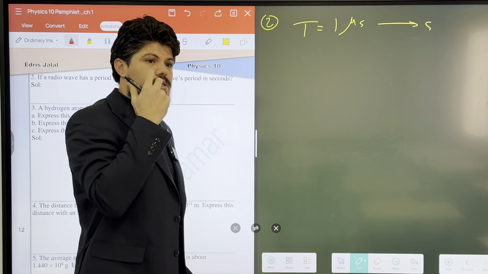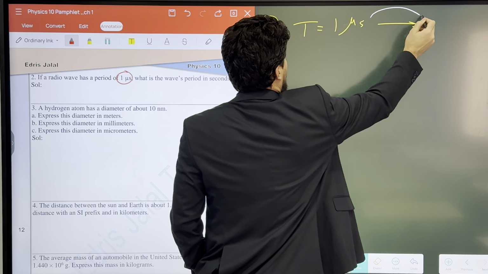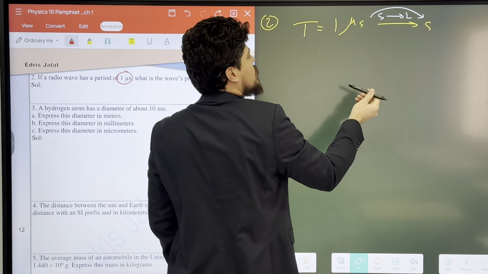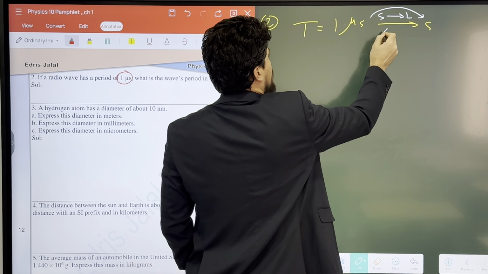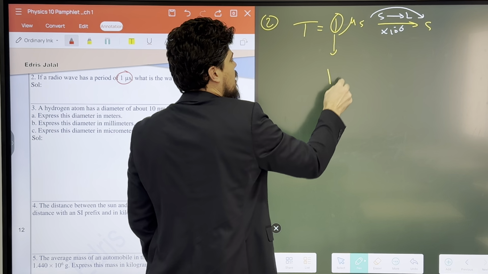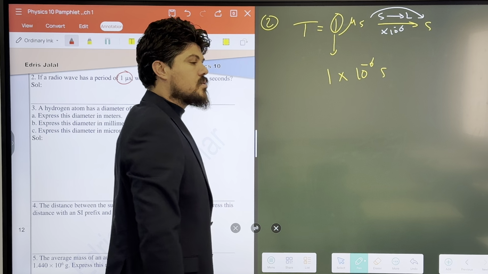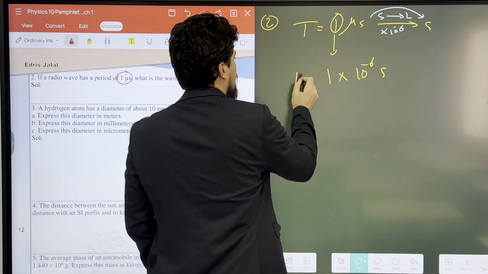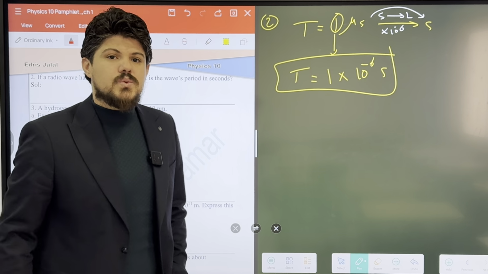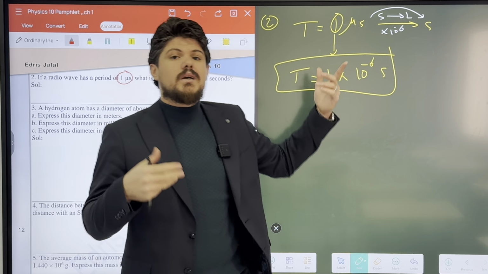Absolutely, the microsecond is smaller than second. Now we try to convert small to what? To large. Convert small to large, we have to use negative power. What is the negative power of micro? 10 power negative 6. Bring down the given value, 1 times 10 power what? Negative 6 seconds. So we cannot simplify this value. Okay, this is the simplest shape for this number. The final answer is 1 times 10 power negative 6 second. We converted microsecond to second.